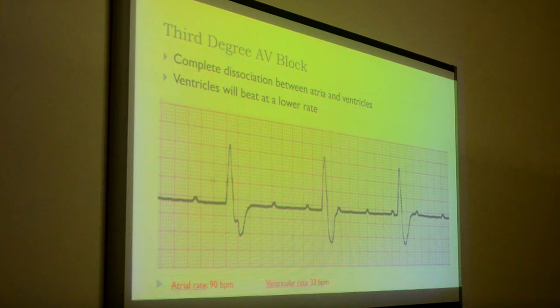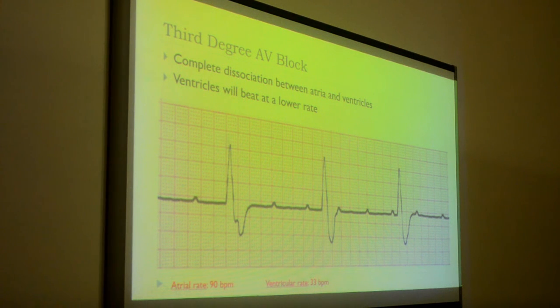Okay, same thing. You take this one, and then calculate the number of large squares between it, like this one here. This one is on the QRS. Calculate the number of large squares, 1, 2, 3, a bit more than 3, and it's less than 100. It's around 90 beats per minute. You divide 300 by the number of large squares, this is the atrial rate. But if you want to calculate the heart rate, I mentioned it before, always use the QRS complex to calculate the heart rate. In this case, if you use the P waves, it'll tell you that the heart rate is 90 beats per minute, which is not correct.